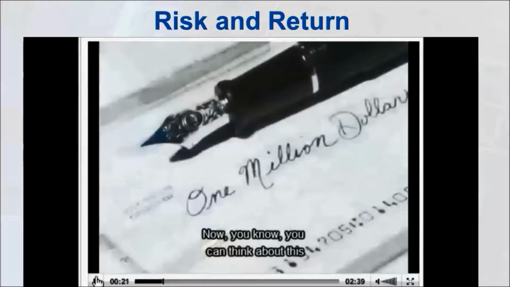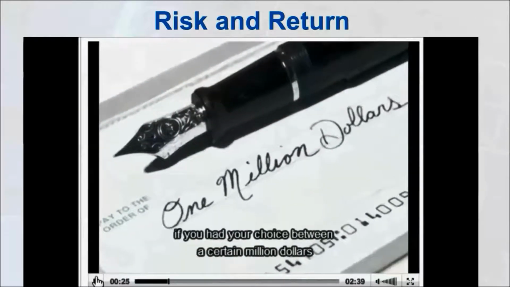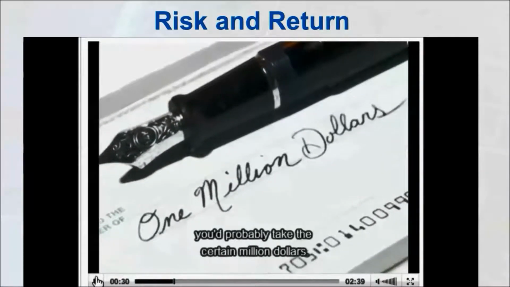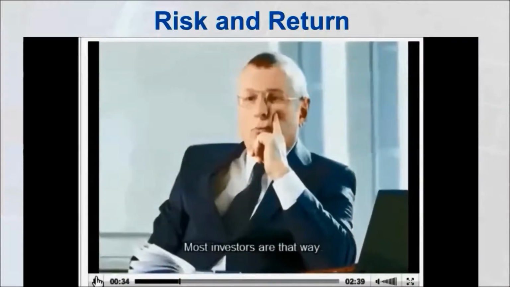Now, you can think about this. If you had your choice between a certain $1 million and possibly maybe $2 million, but maybe nothing, you'd probably take the certain $1 million. That means you're risk averse. And most investors are that way.